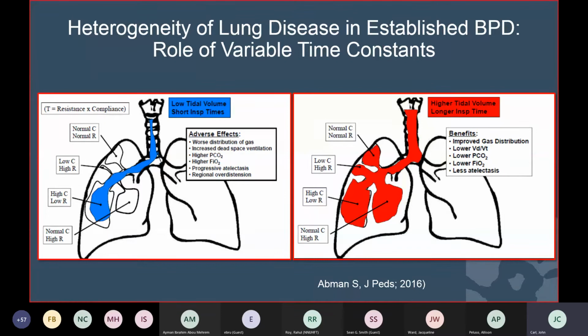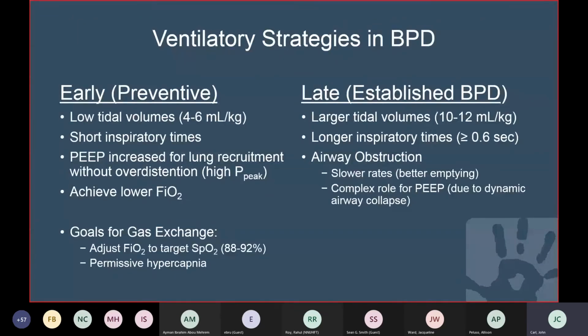lower requirement for FiO2, and less atelectasis. So there's this early ventilatory strategy that relies on low tidal volumes of 4 to 6 milliliters per kilo, with short inspiratory times, and PEEP being increased sequentially for lung recruitment without overdistension, achieving a lower FiO2. Whereas in the established patients, I believe, they do better with larger tidal volumes, 10 to 12 mL per kilo, and longer inspiratory times. Airway obstruction has slower rates, which allow for better emptying with longer expiratory times as well, because of the lower rate.